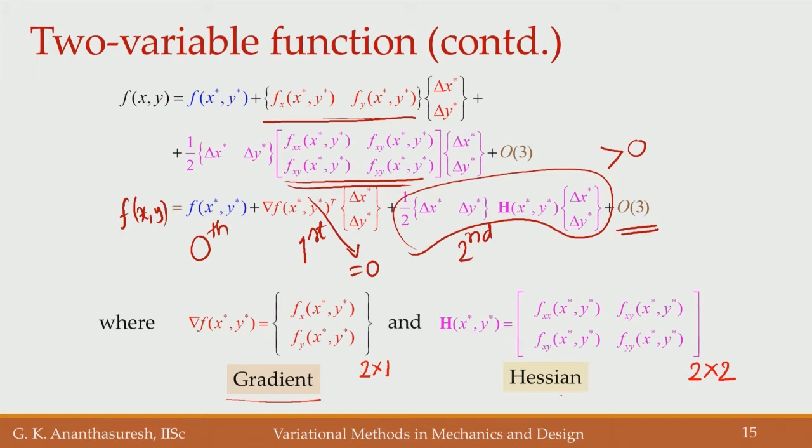It is the direction in which the function changes its value at the fastest rate. Okay. The Hessian is the second order term, a 2 by 2 matrix that includes all these second derivatives: x square, y square, and then x y.